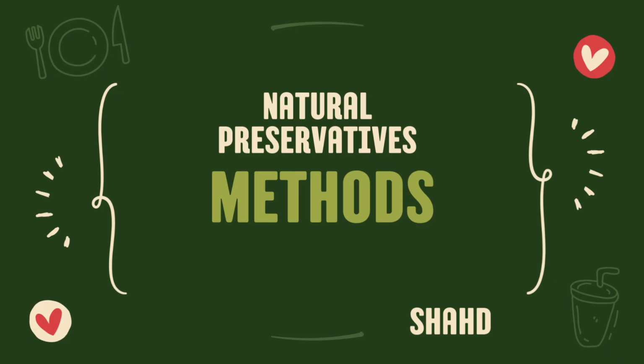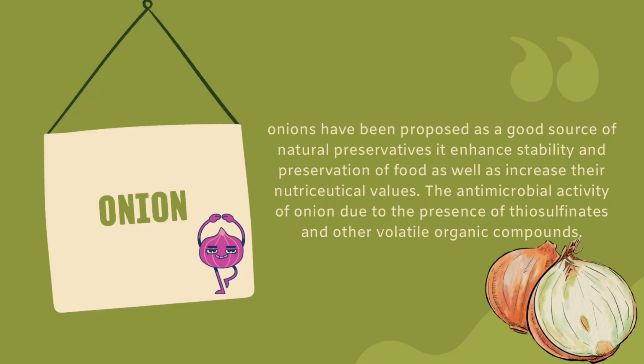Now I will talk about natural preservative methods. First we have onion. Onions have been proposed as a good source of natural preservatives. They enhance stability and preserve food as well as increase its nutritional value. The antimicrobial activity of onion is due to the presence of thiosulfonates and other volatile organic components.